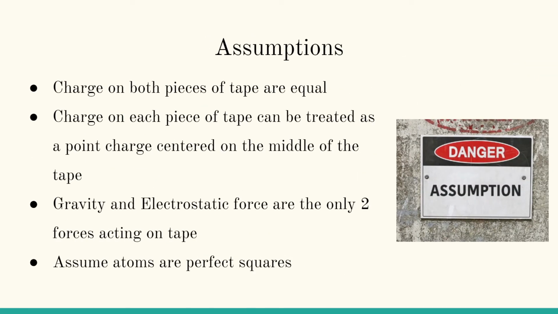So some assumptions that we make in order to properly conduct this lab is we will assume that the charge on both pieces of tape are equal once they reach equilibrium. We also assume that the charge on each piece of tape can be treated as a point charge centered on the middle of the tape, as this makes it a lot easier to use Coulomb's law. We also assume that gravity and the electrostatic force are the only two forces acting on the tape, at least in the y-axis. We also assume that atoms are perfect squares in order to properly calculate the number of atoms present on each piece of tape.